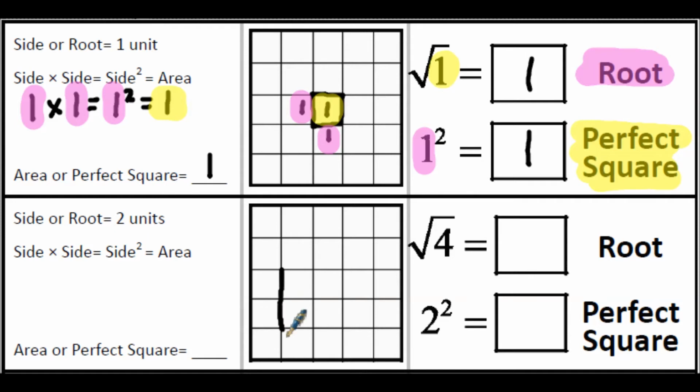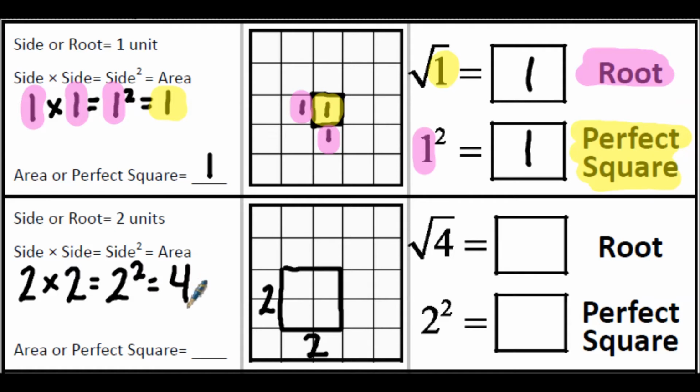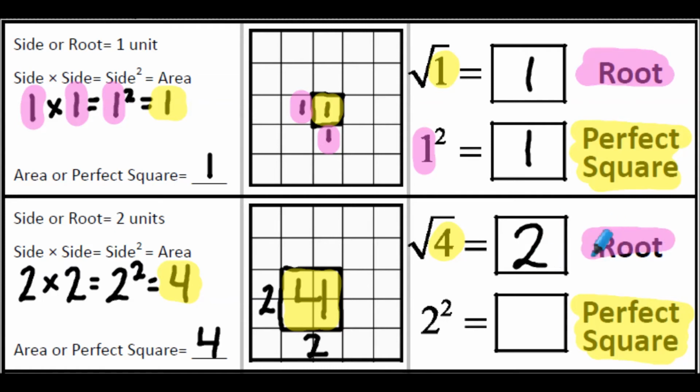Our next biggest square is going to be a 2 by 2 square. So we draw a 2 by 2 square, and a side of 2 times a side of 2 would give me 2 squared, or an area of 4, because there are 4 boxes that cover this square. So our perfect square is 4. If we color this perfect square of 4 and cover this area in yellow, we see that this 4 is our perfect square. If we take the square root of 4, we'll get 2. So we're back to the side. The square root is going to be pink, and this 2 that represents the side of the square is our square root. And if we take that 2 and we square it, we're back to our perfect square of 4.